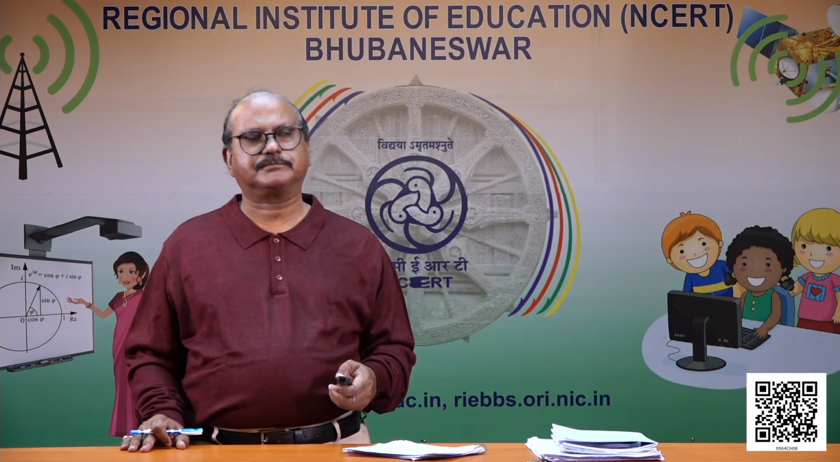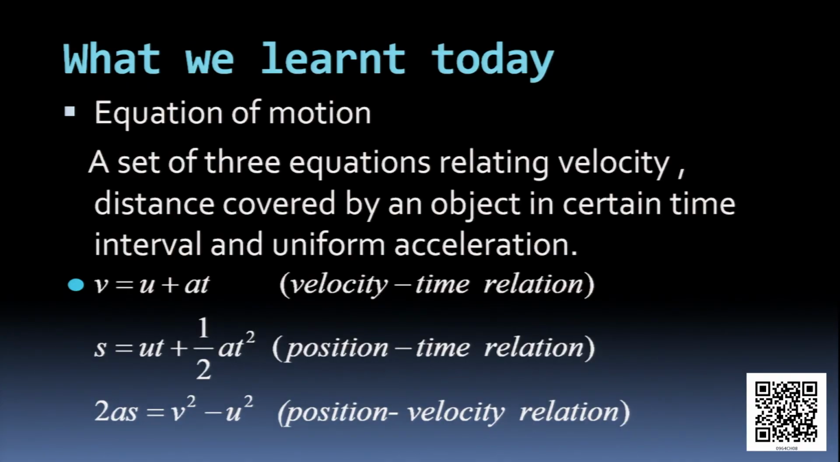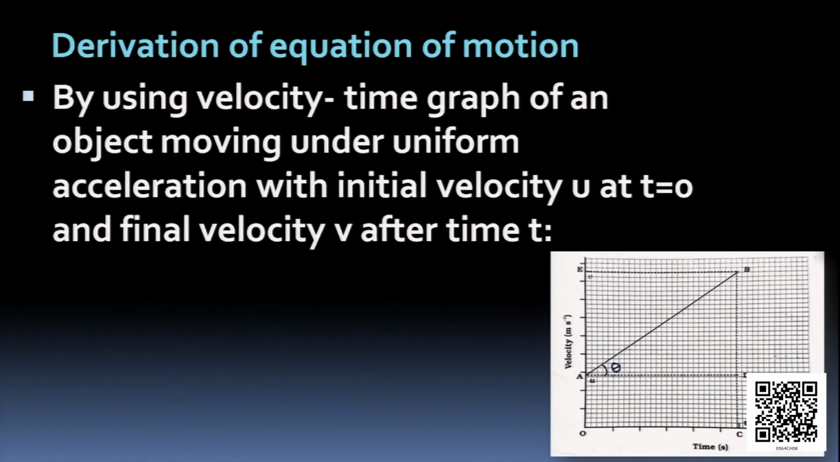Then what we have learned today? We have learnt about the equations of motion. We know a set of 3 equations relating velocity, distance traveled by an object in a certain time interval, and acceleration, known as the equations of motion. Then there are 3 equations: v equal to u plus at, the velocity time relation; s is equal to ut plus 1 by 2 at square, the position time relation. Then 2as is equal to v square minus u square, this is the position velocity relation. Then we have derived the first equation, second equation, third equation by using the velocity time graph under uniform accelerated motion. So by means of this graph, we derived the equations.